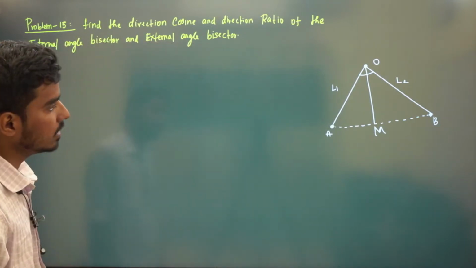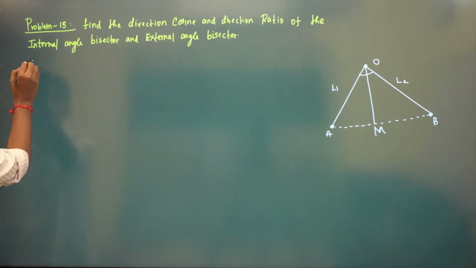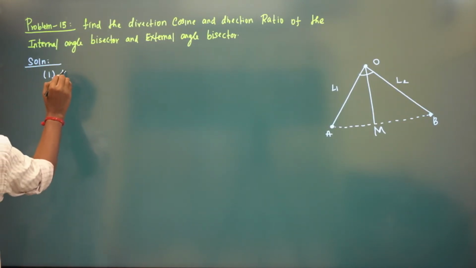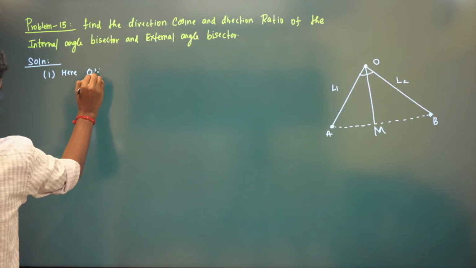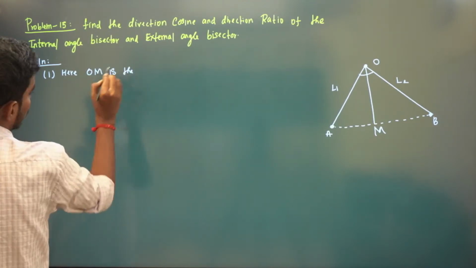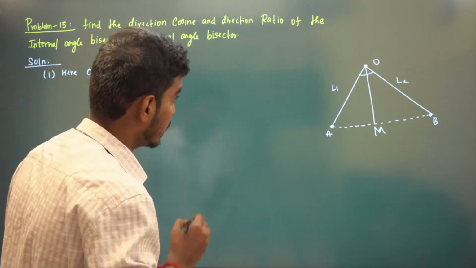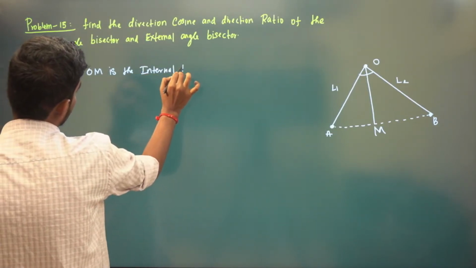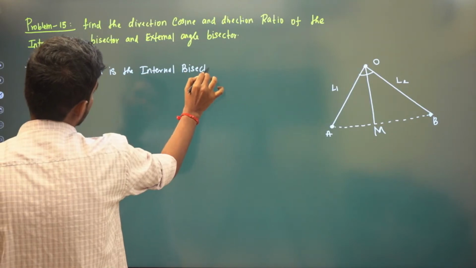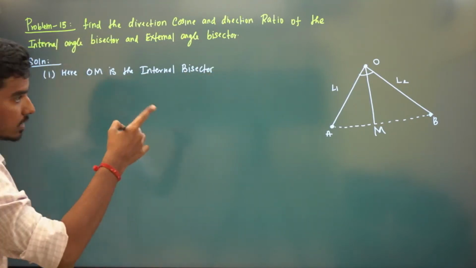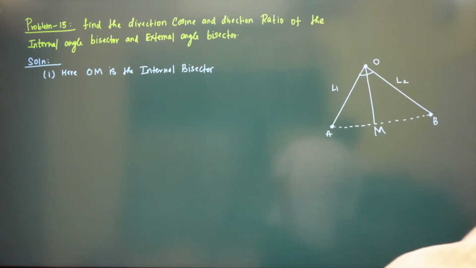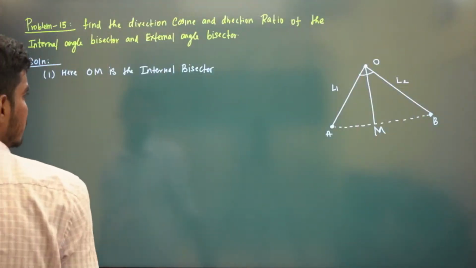So we need to find DR here. First, OM is the internal bisector. So we need to find the DR and DC of OM. It's very easy.